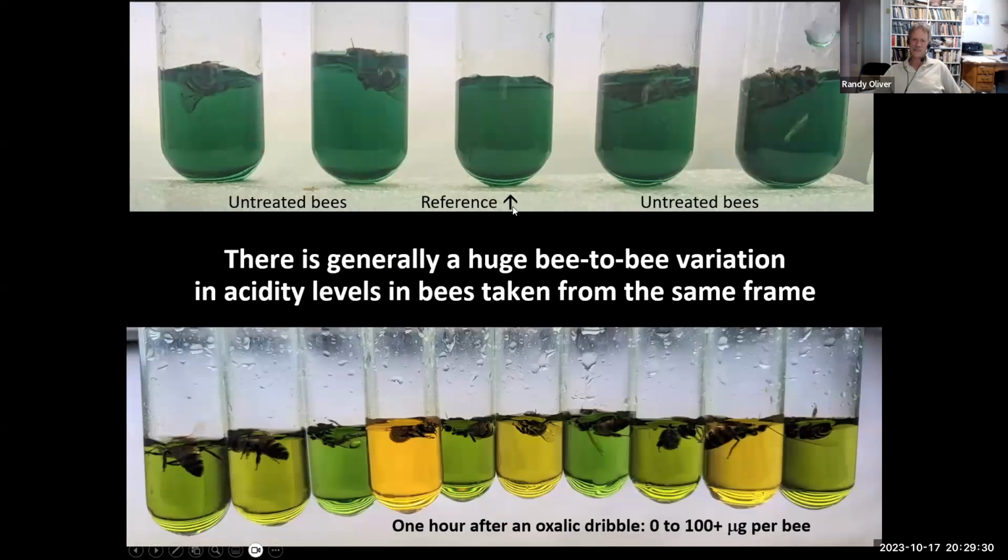The other thing is, so untreated bees, there's no color change at all. So here's 1 hour after an oxalic acid dribble. And remember, theoretically, you should get 100 micrograms per bee. That's what the dose works out, but it's very unevenly distributed on the bees. So these guys here would be about 100, maybe a little more than 100 micrograms. Some of these here would be closer to 0 micrograms. So this allows me to see with different treatment application methods, how well I can get them distributed across the bees.